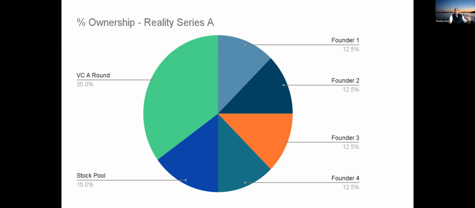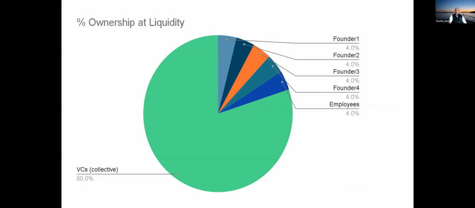Now imagine you're going to go through multiple rounds of financing, B through D, maybe even E, F, G rounds, which puts you in a position where when you get to liquidity, it looks a little bit more like this.